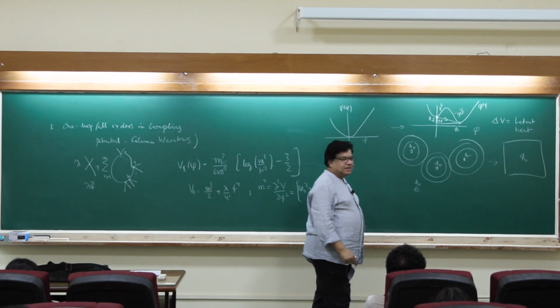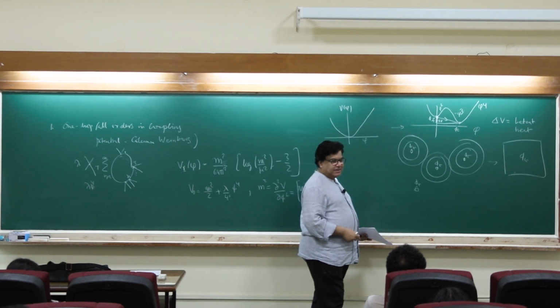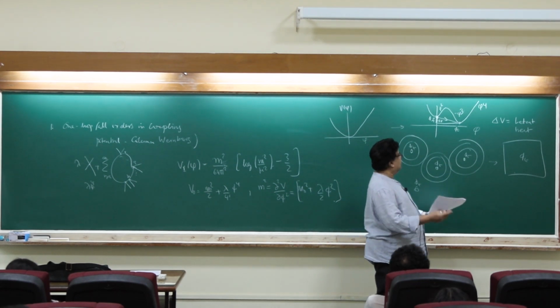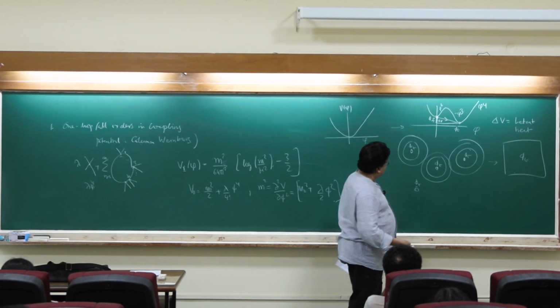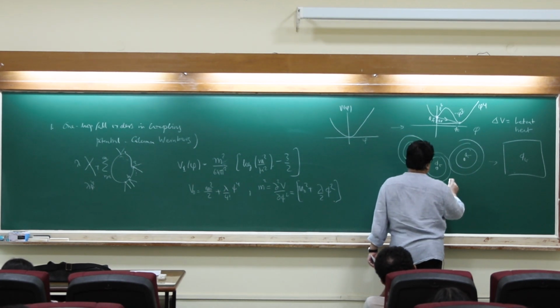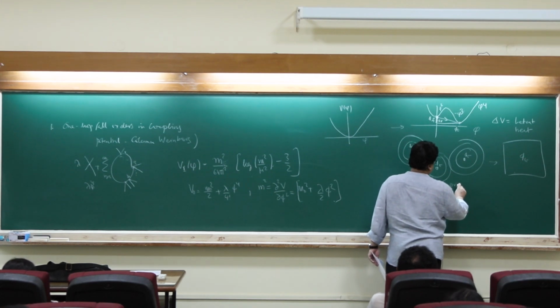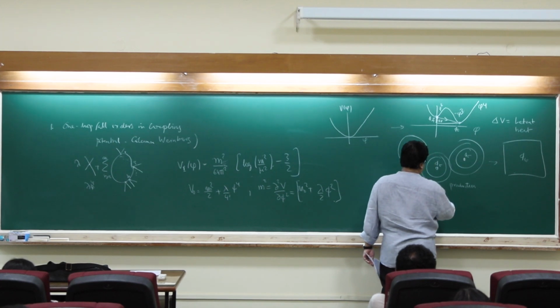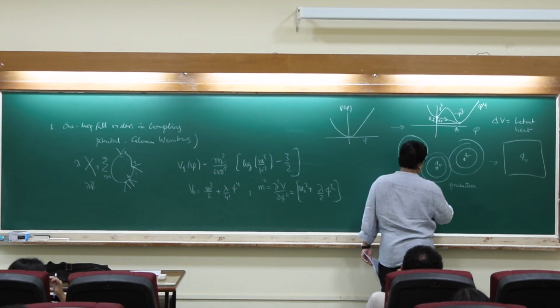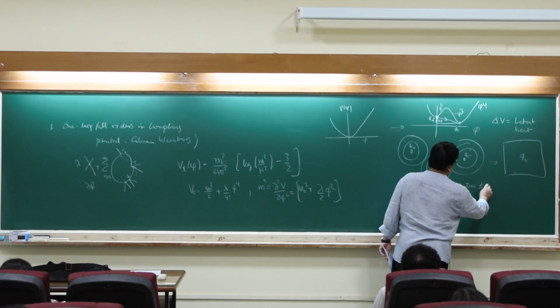Okay, this has to go somewhere. So that will mostly be used to reheat the universe a little bit, but a lot of that will go into production of gravitational waves. So delta V, or latent heat, goes into production of gravitational waves.